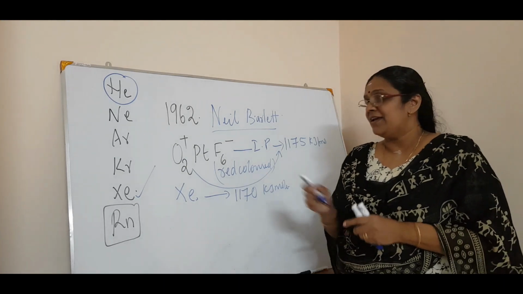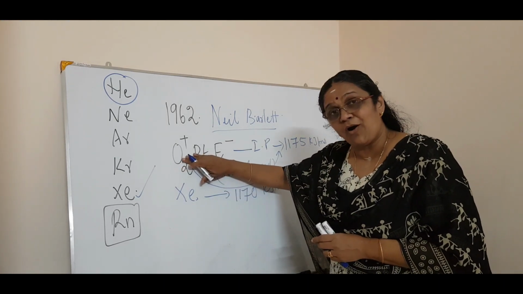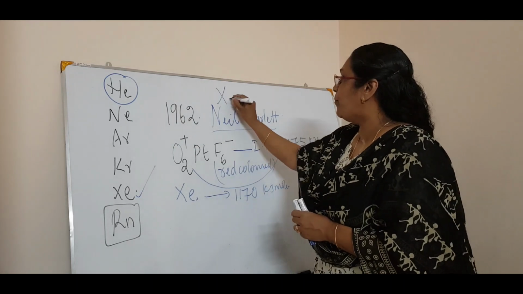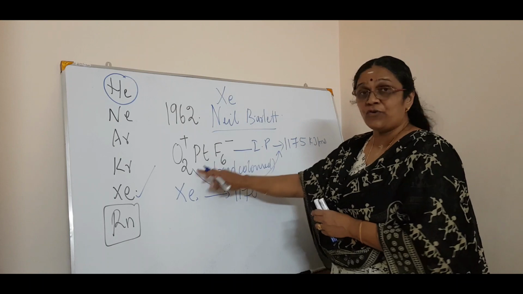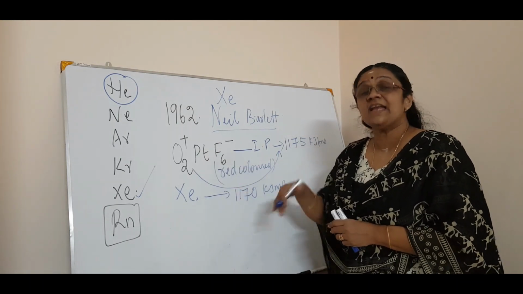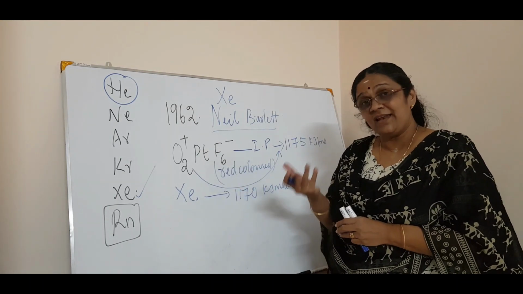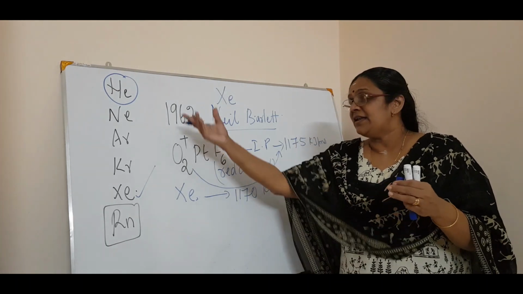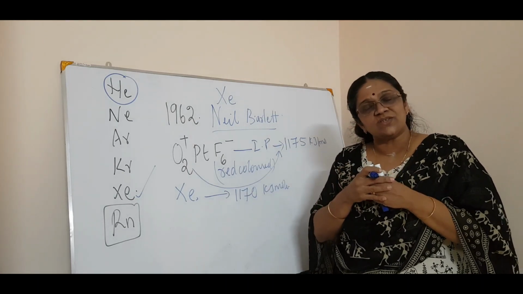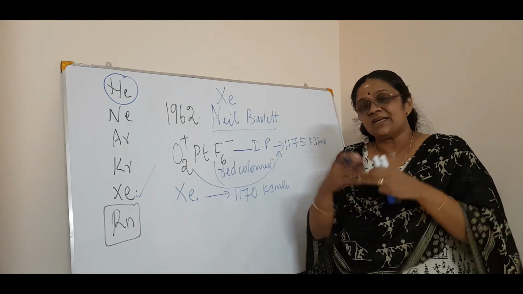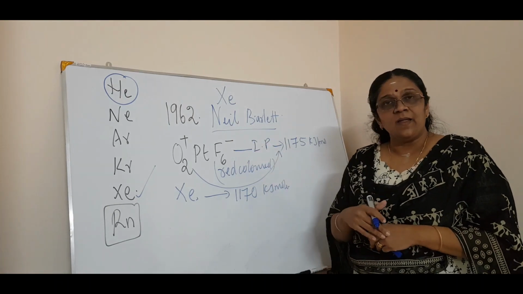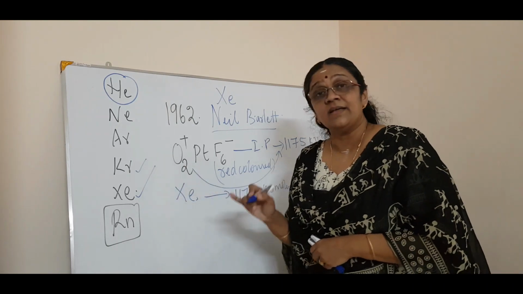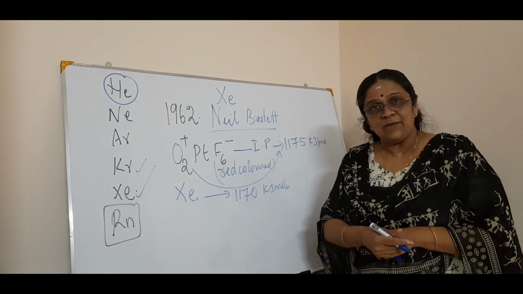Then he prepared the same compound using xenon. Instead of oxygen he put xenon, and he got a compound. So then all the earlier calculations went wrong. The claim of scientists that noble gases cannot form compounds or are non-reactive came to an end. He proposed that noble gases can react, not all, but still xenon and krypton can make compounds with other elements.